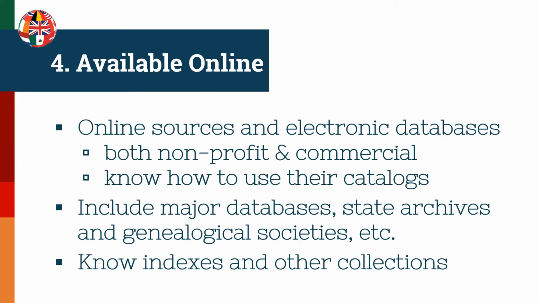The fourth category of questions that may appear on your Level 2 test are the records that are available online. For example, you should know the online sources and electronic databases, and that would include both the nonprofit and the commercial databases. You will want to know how to use their catalogs so you can find the information quickly. You'll especially want to understand the major databases, state archives, and genealogical societies. Also, understand the indexes and other collections that are available for your region.